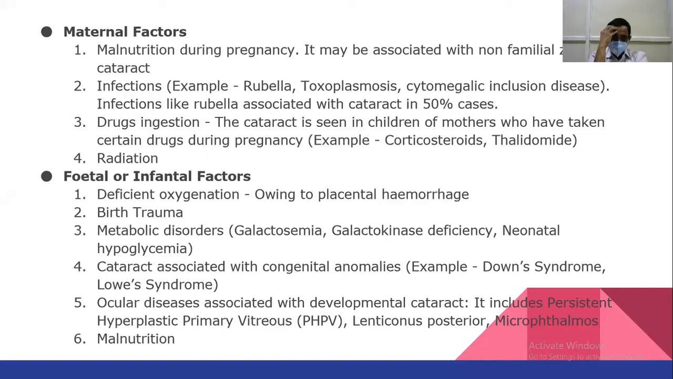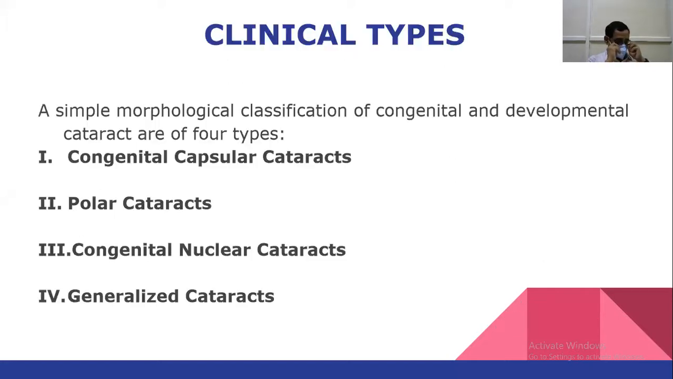Fetal or infantile factors: if oxygen is deficient, it may lead to cataract. If any trauma occurs during birth, it also leads to cataract. Metabolic disorders: galactosemia, neonatal hypoglycemia, and galactokinase deficiency. Cataract associated with congenital anomalies are Down syndrome and Lowe syndrome. Ocular diseases with developmental cataract include PHPV, persistent hyperplastic primary vitreous, lenticonus posterior, microphthalmos, and it may include malnutrition also.